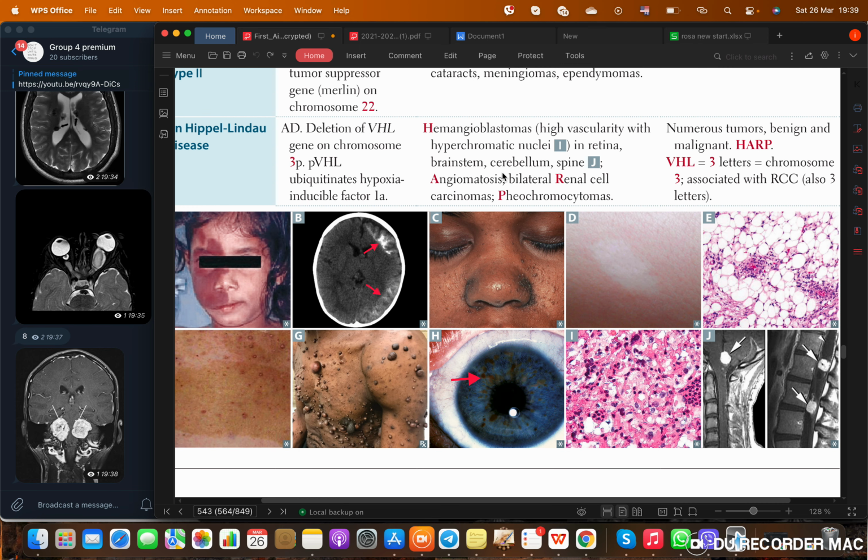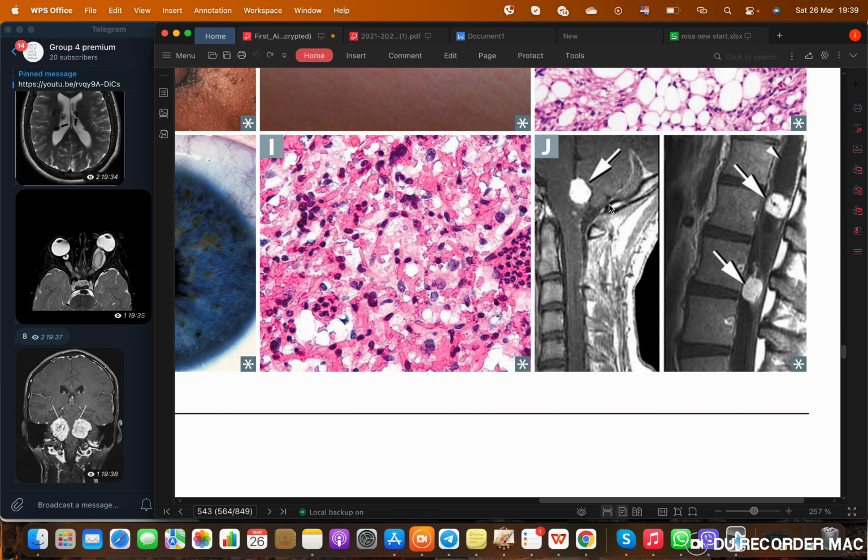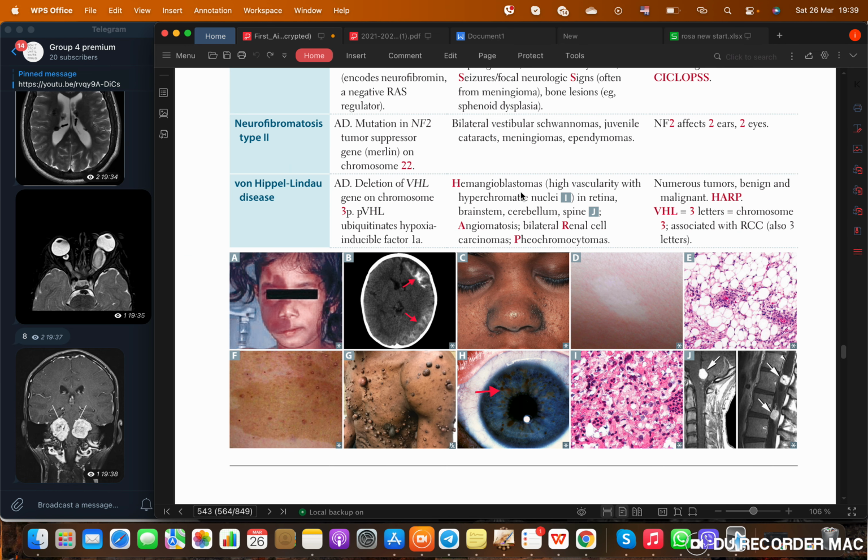In the retina, the brainstem, the cerebellum, and even in the spine, they can occur. However, make a note please: hemangioblastomas do produce EPO, erythropoietin. So you might find erythrocytosis in the same patient. Angiomatosis can occur in these patients, along with bilateral renal cell carcinoma and pheochromocytoma. Do not forget about the polycythemia that can occur secondary to cerebellar hemangioblastoma that produces EPO, erythropoietin.